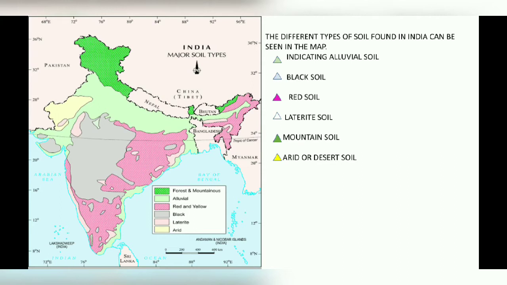Next we have the desert soil. Desert soil comprises sand, and because of this they are not able to cultivate or grow crops, because this kind of soil is not able to hold water for a very long period of time. So this soil is not being used. Okay, moving on.